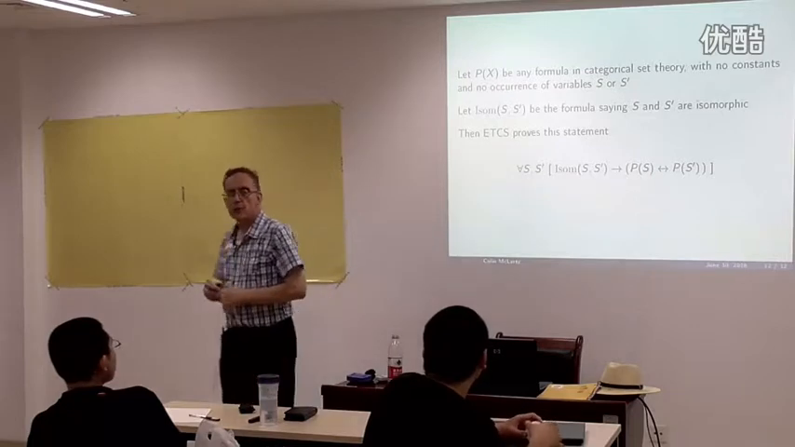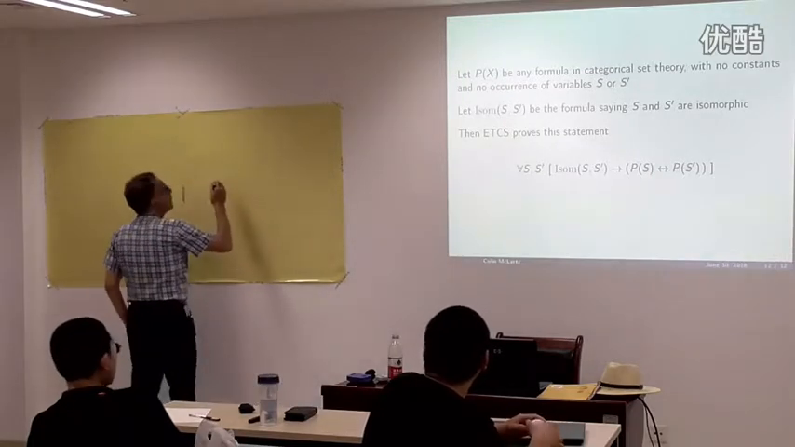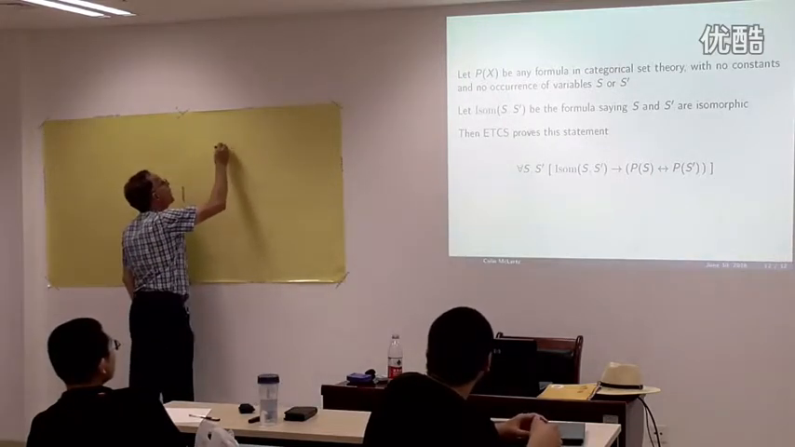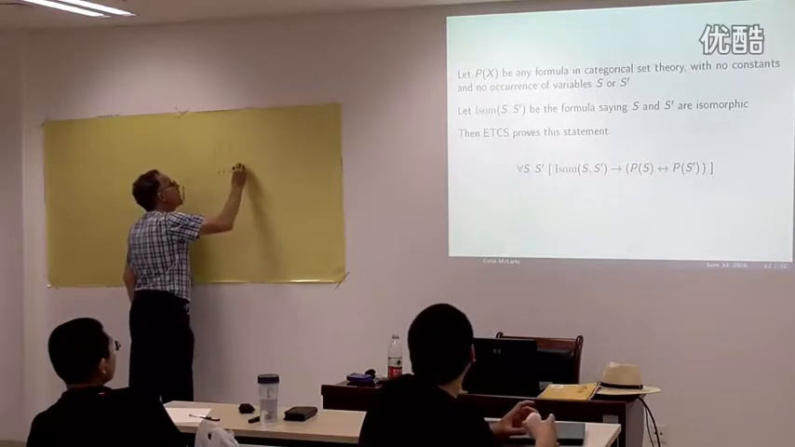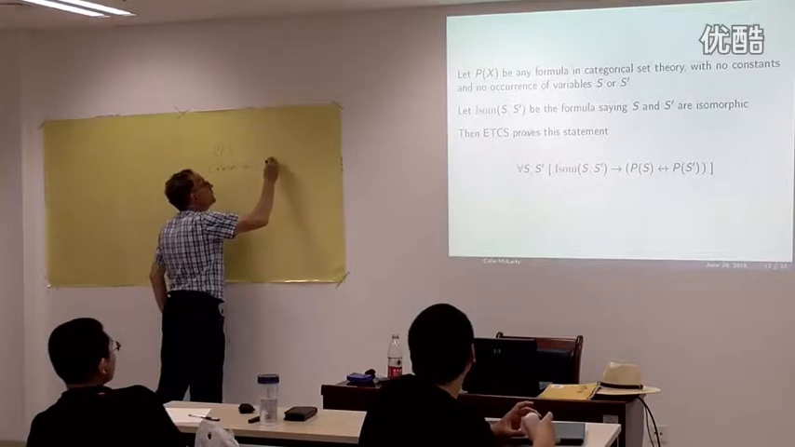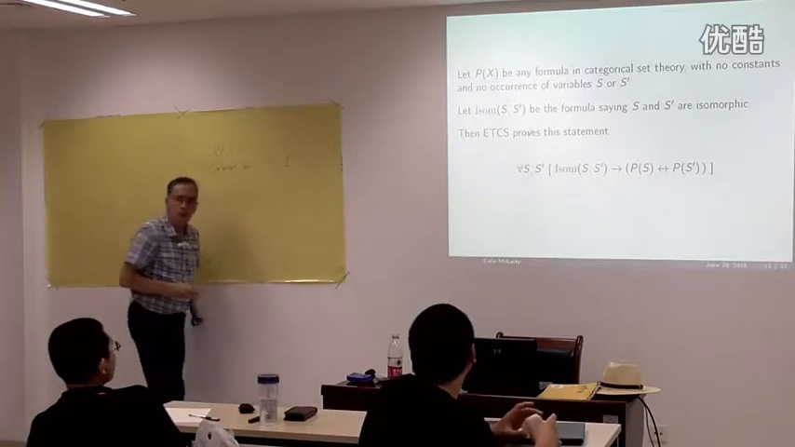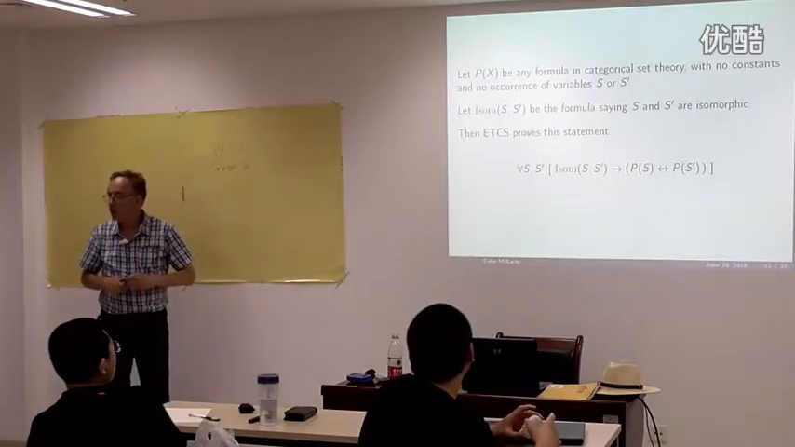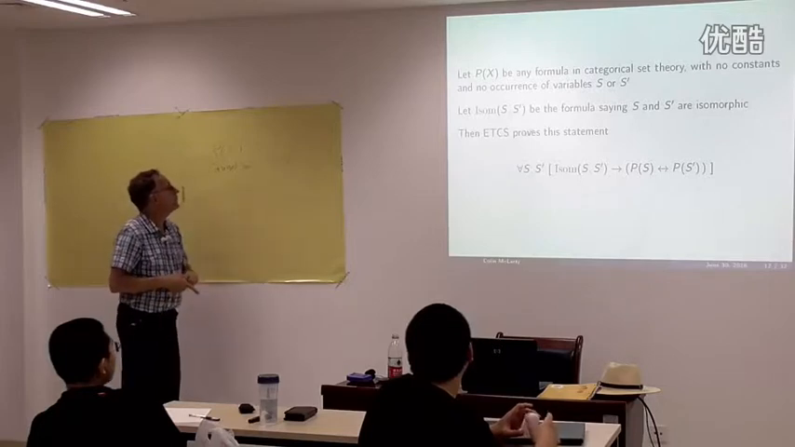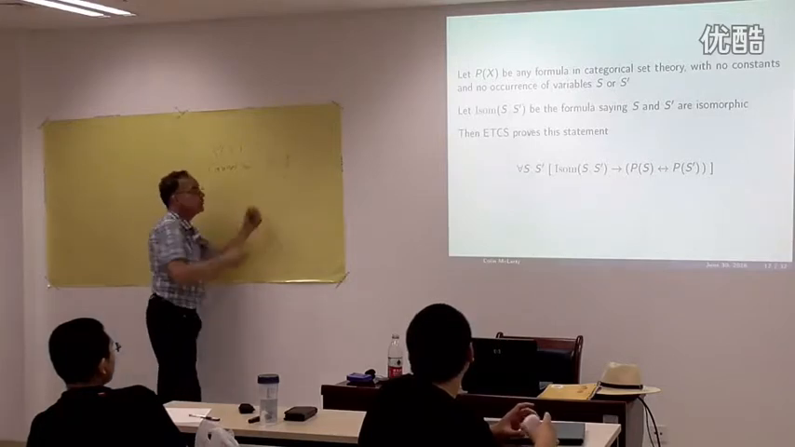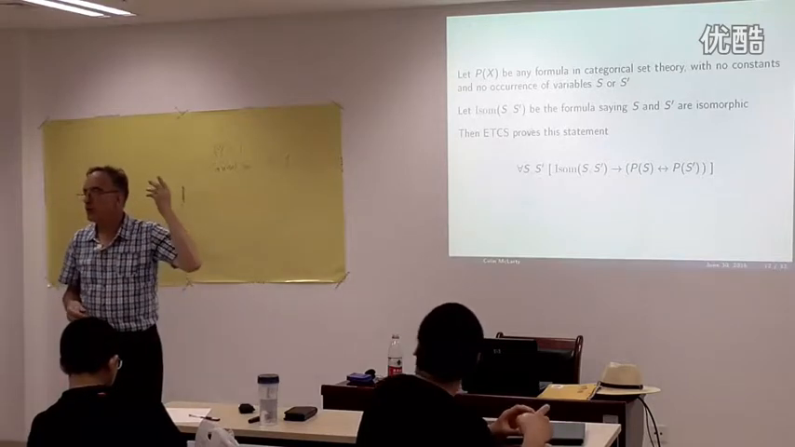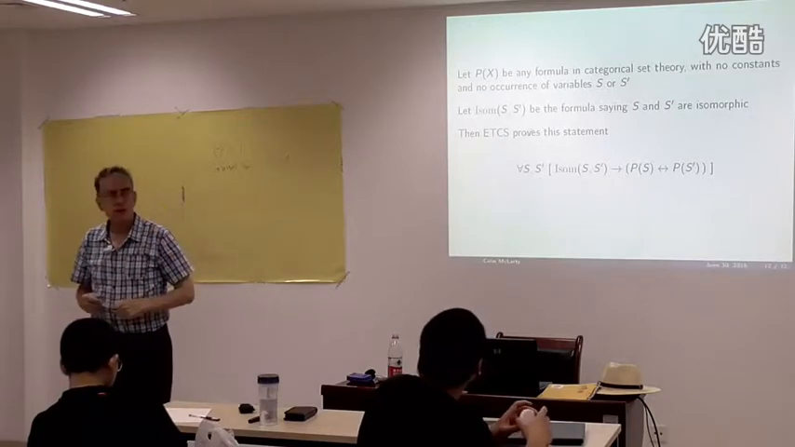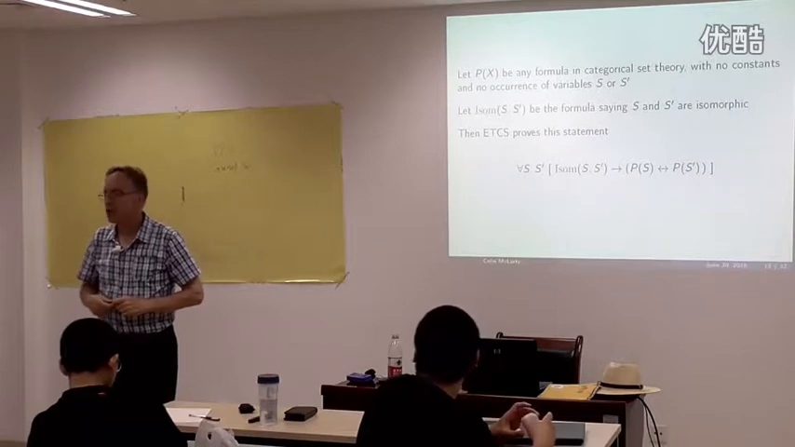Now, why do I say no constants? P of X cannot be X equals 1. Of course, obviously 1 has this property, it's equal to itself, and other sets isomorphic to it don't have the property, they're not equal to it. But that's too much to ask. That's not what we meant by property.